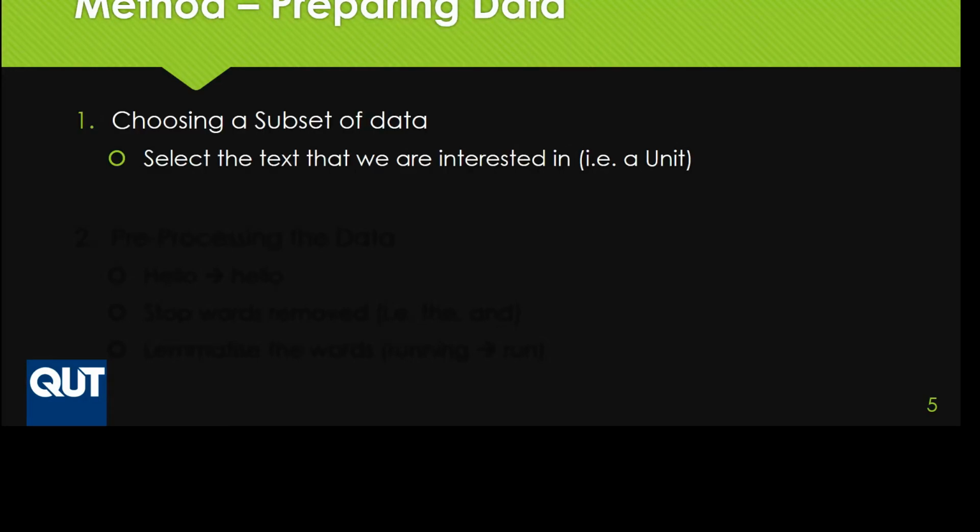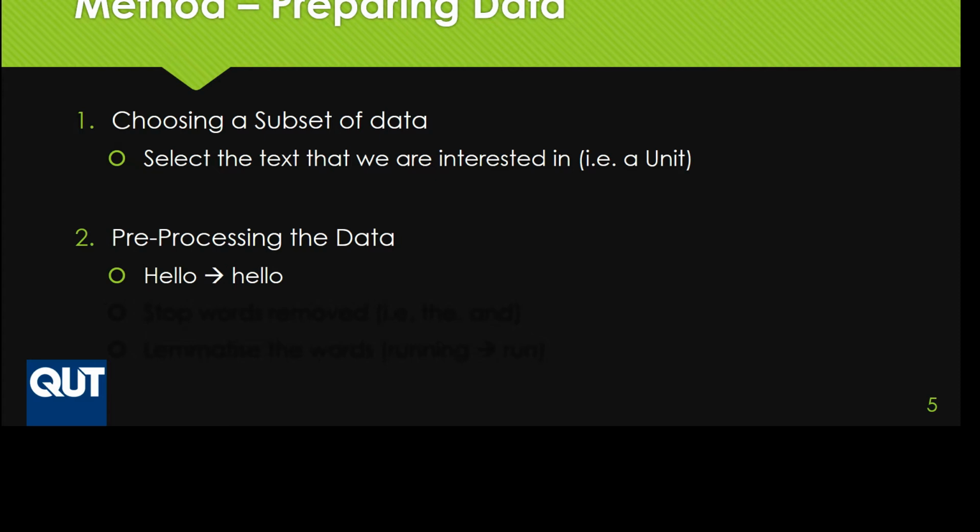So we started off and we needed to prepare our text data. Step number 1 was choosing a subset of data. So that was selecting a particular subject, in our case, that we wanted to examine. Step number 2 was pre-processing the data. So this is getting the data ready and in a standardized format that's going to work well for the text analysis techniques that we're using.